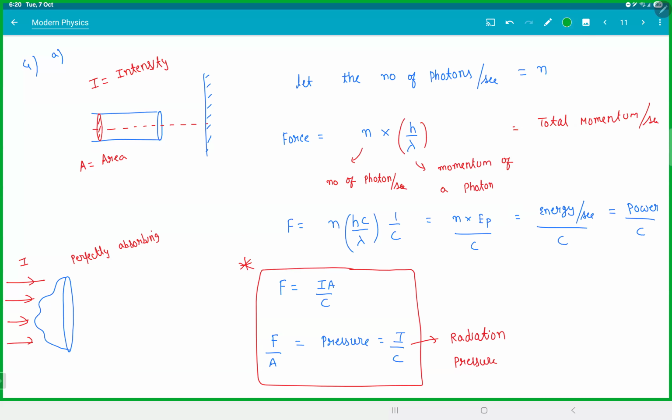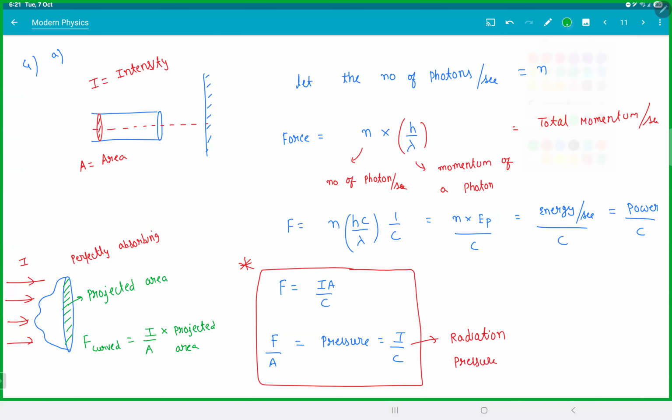So you can just replace this entire curve with this disk here. This is your projected area, because the pressure doesn't care where it is coming from. So the force on the curved surface will be pressure, I by c, into projected area. Be careful, valid only when it is perfectly absorbing.